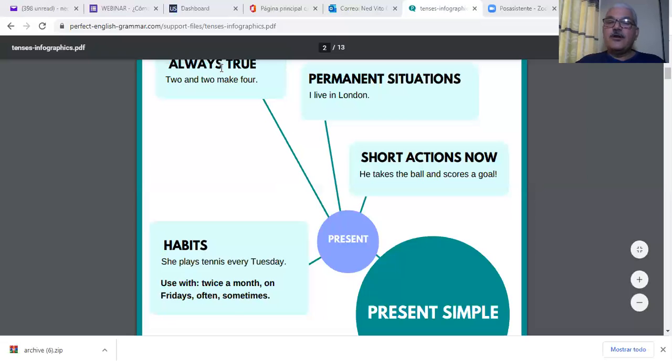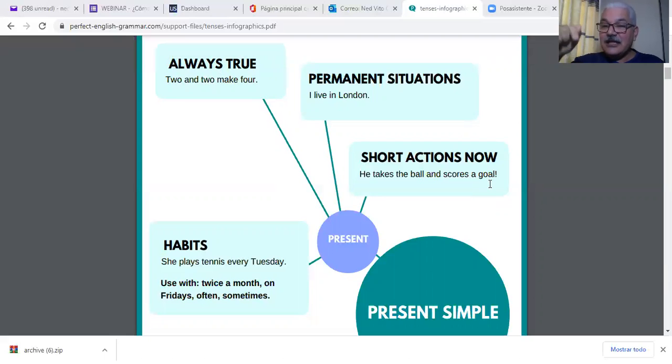Then we could also use it for a short action right now. We say he takes the ball and scores a goal. This is a short action that is happening right now. And notice that we are using the adverb or the time expression now for this present simple, okay?